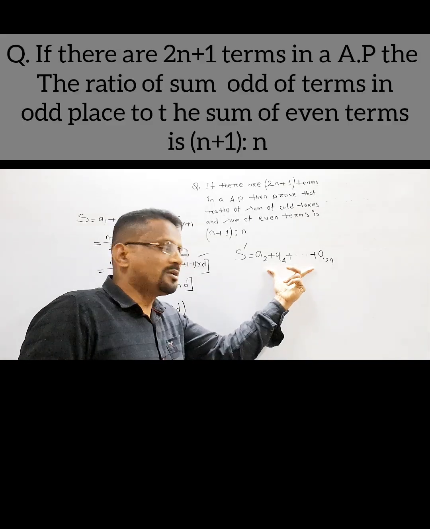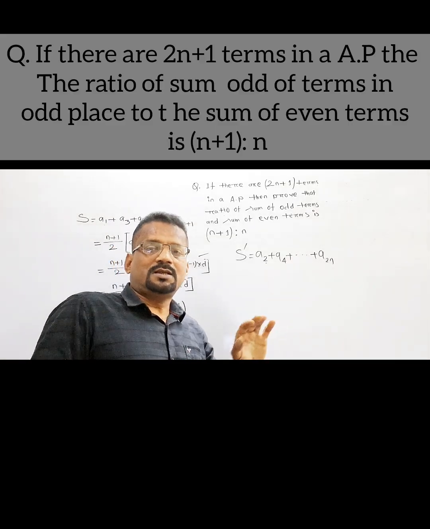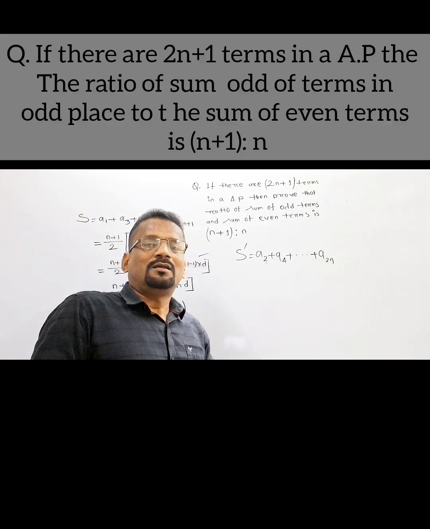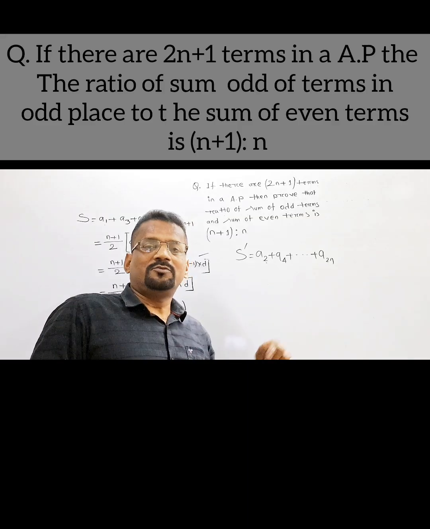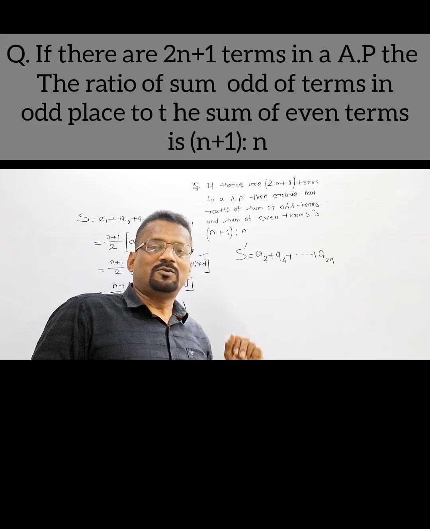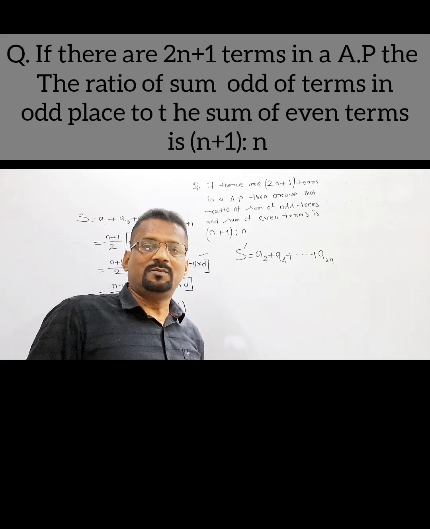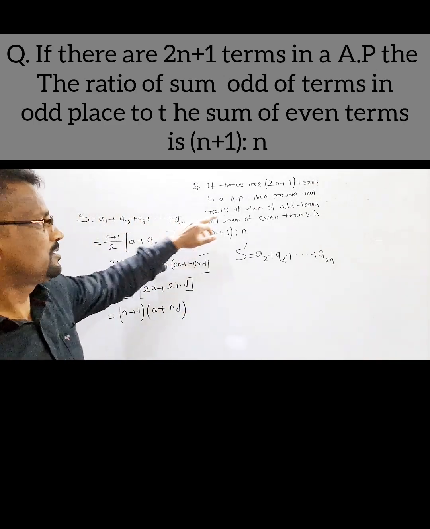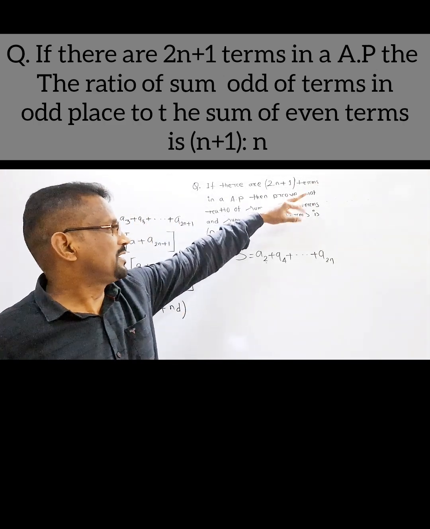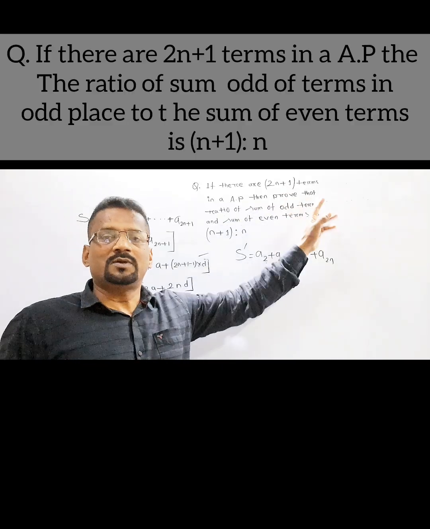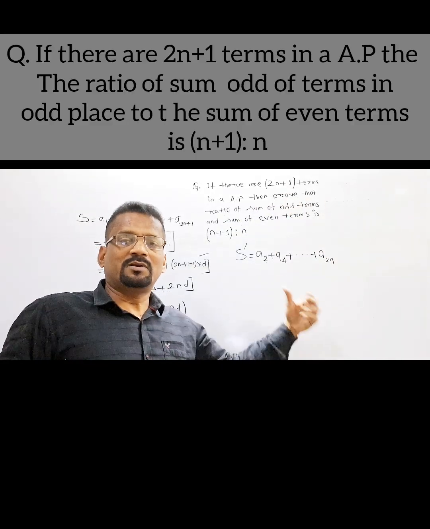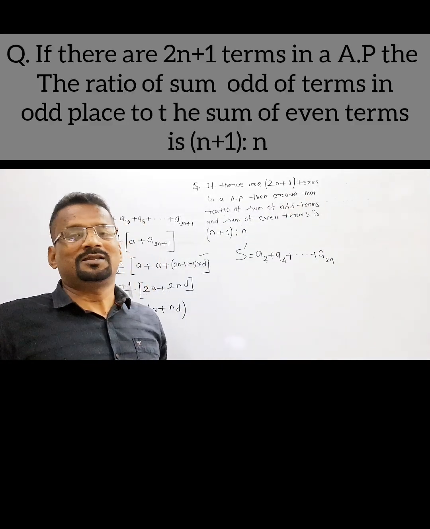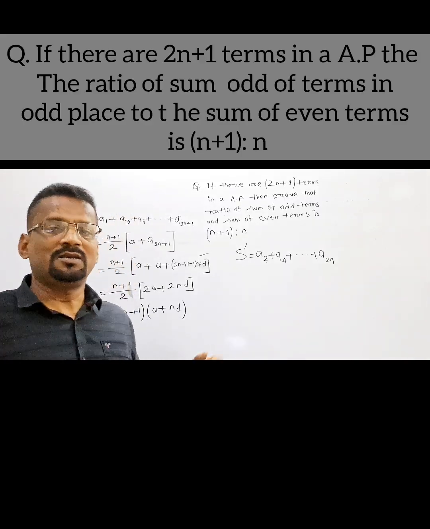Now the question is how many terms are there in even places? Say there are 7 terms. Then 7 plus 1, 8, 8 by 2, 4. 4 terms will be there in odd places and 3 terms will be there in even places. In this case, 2n plus 1 terms, so we calculated already (2n plus 2) by 2, n plus 1 terms in odd places, then n terms will come in even places.